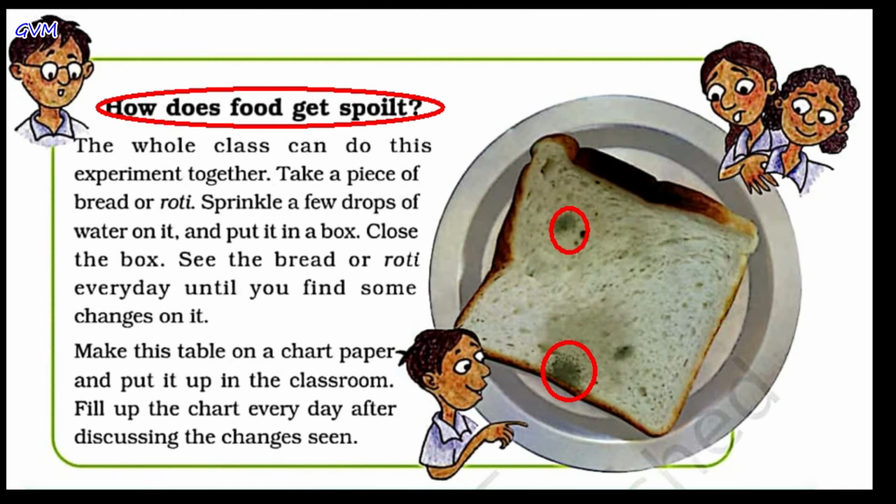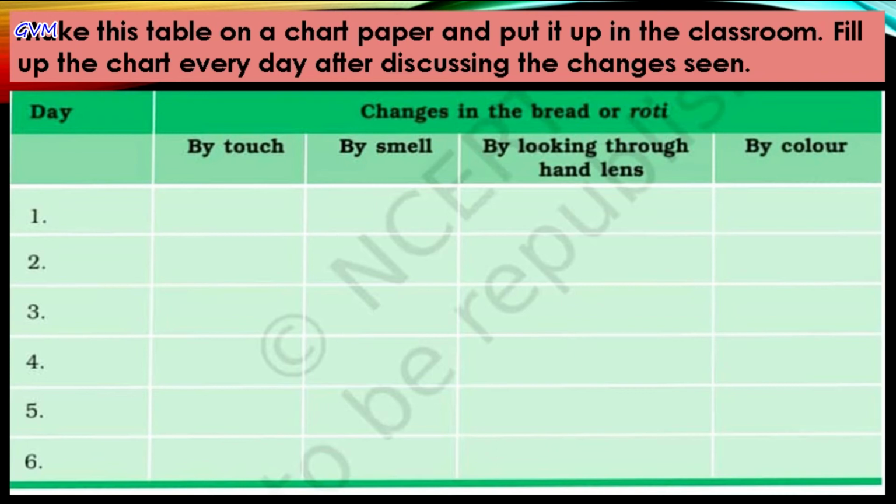Now students, you have to make a table on a chart paper and put it up in the classroom. But as you all know, nowadays it is not possible to put it up in the classroom, so put it up in a suitable place at your home, and whenever your school reopens, I will collect it as your assignment. As you can see here, you have to make the table on a chart paper in this way, and you have to write down the observation of every day in this table.